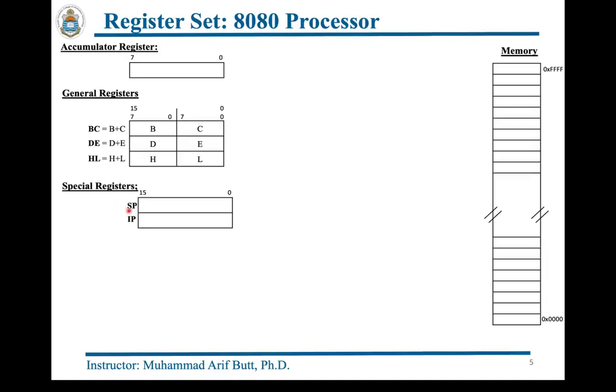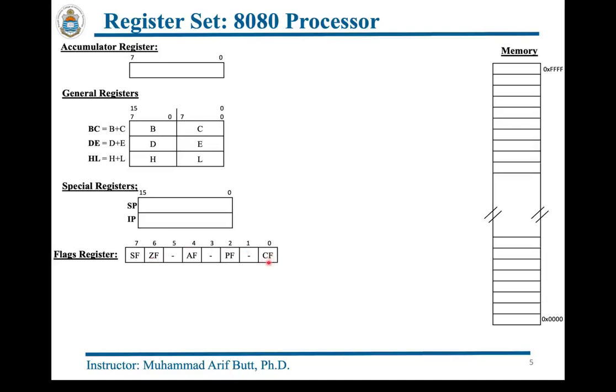Well, this stack pointer SP is a 16-bit register pointing to the top of the stack, and this IP instruction pointer is also of 16 bits and always points to the next instruction to be executed. Then we have the flags register, an 8-bit flags register, having 5 status flags: 1, 2, 3, 4, 5. Well, these flags are modified automatically by the CPU after an arithmetic or logic operation.